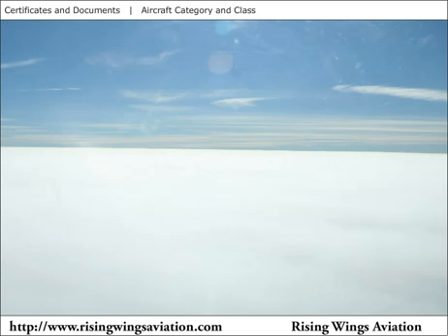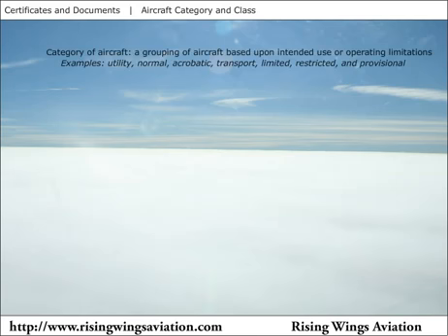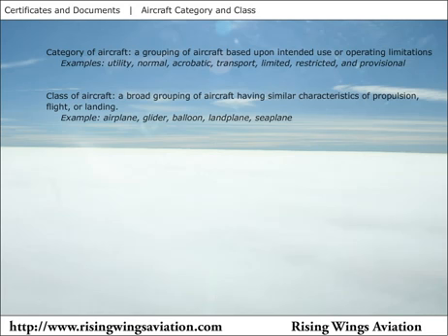Aircraft are certified as a certain category and class. Aircraft are placed in a category according to their intended use and operating limitations. For example, categories of aircraft include utility, normal, acrobatic, commuter, transport, experimental, and restricted. Aircraft are also grouped within their category according to their characteristics.